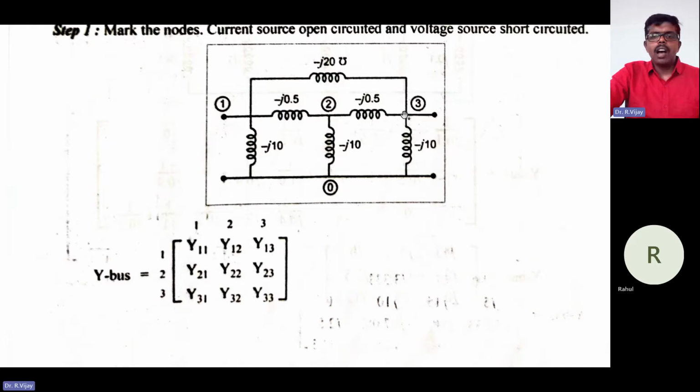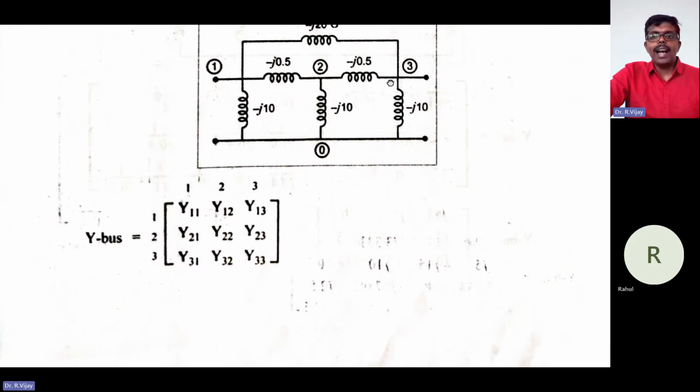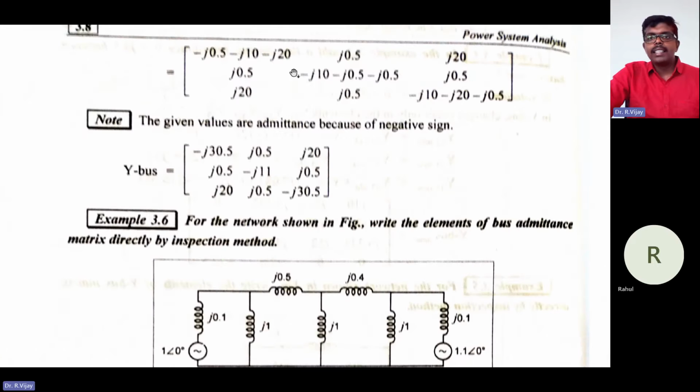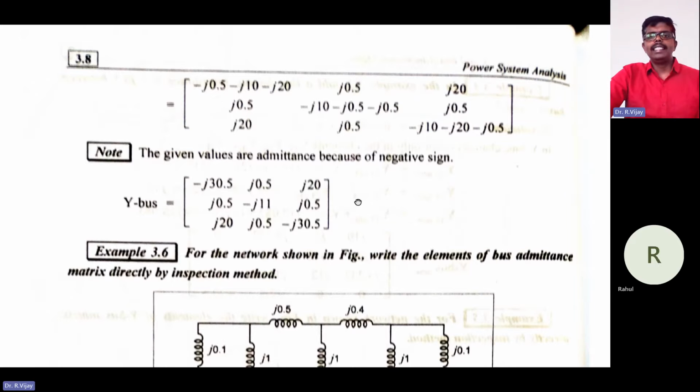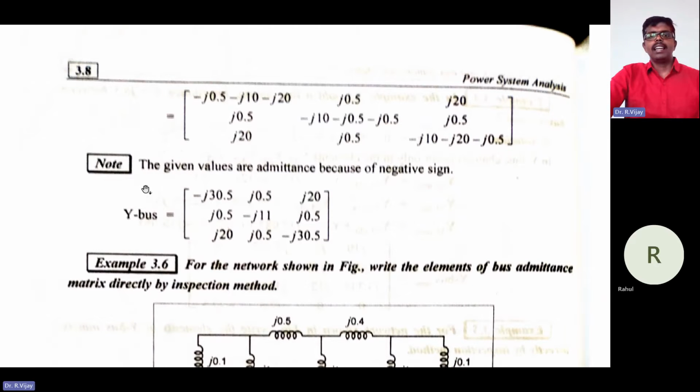Y33. What are all the elements joining in the third node? How many? 1, 2, and 3. So three things you need to add: minus j into 10, minus j into 0.5, minus j into 20. While adding, as I said, for off diagonal terms it is minus of, but here already minus is there, and minus of minus is plus. So here no minus. By simplifying like this, you can easily get the answer.